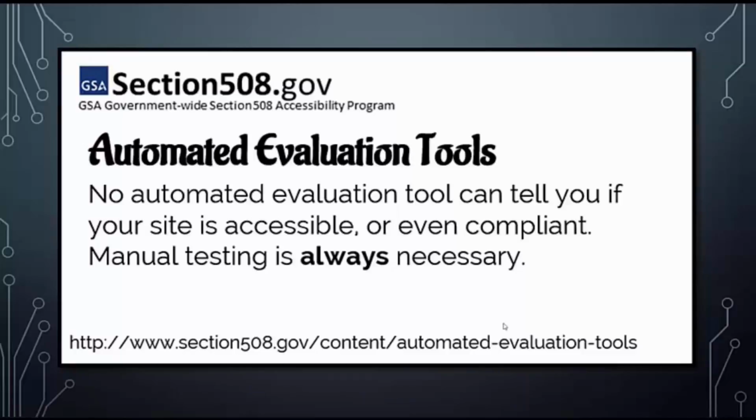So what that basically means is you can use an automated evaluation tool to scan your content and give you a list of things to begin to look at, to begin to test manually, and to look at fixing manually. Automated evaluation tools can help point you in the right direction and give you a workflow and a list of things to look at for resolution. But you cannot replace manual testing with a tool. You have to have both, and manual testing is always necessary.